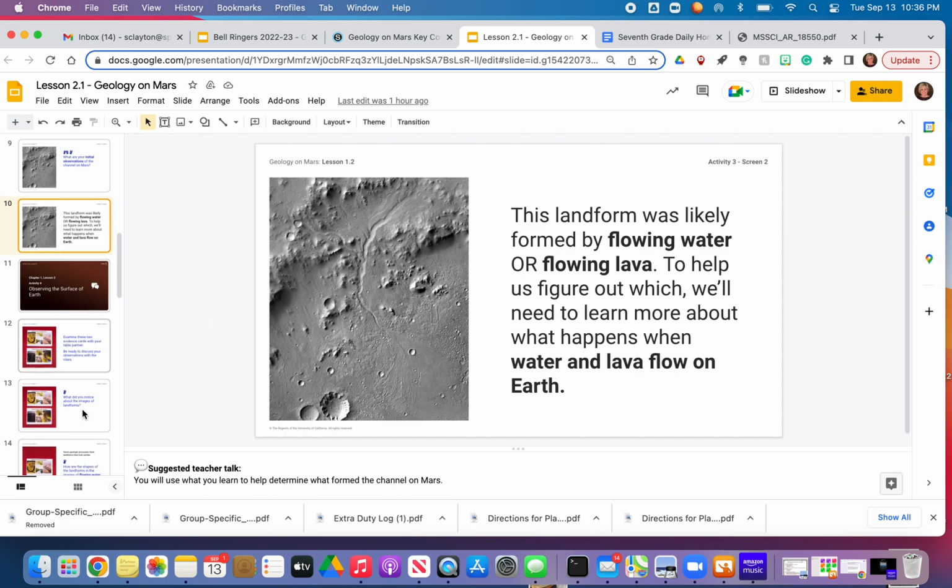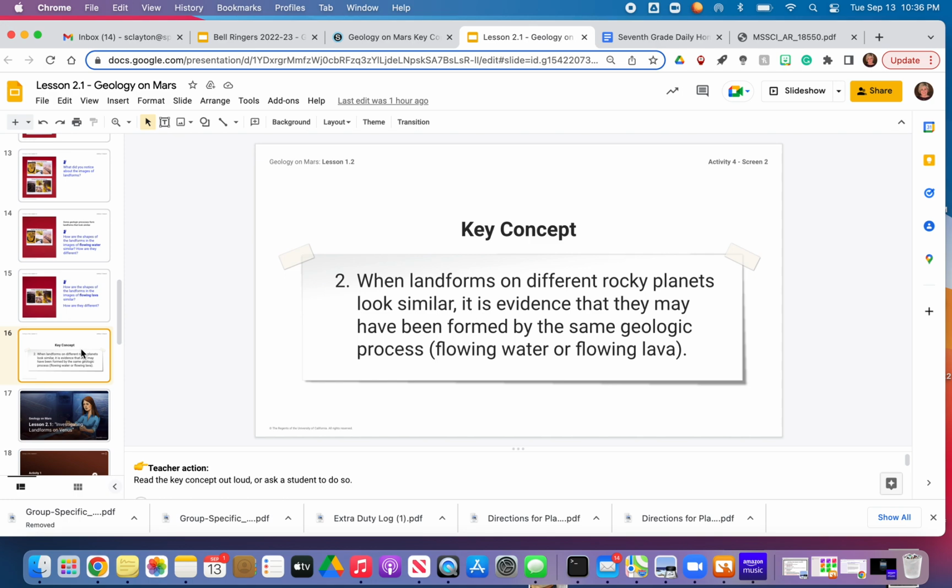So the idea is, if we're trying to figure out what planet can sustain life, and we're looking for a planet that may have had liquid water on it at one point, if we can prove that that channel was made by liquid water, then we definitely may have a reason to look at Mars for evidence of past life or bacteria that was on there. So I want you guys to pause the video and write down key concept number 2.